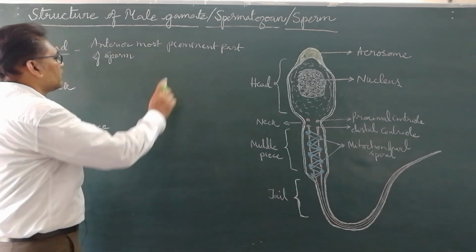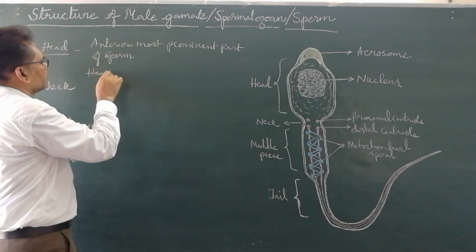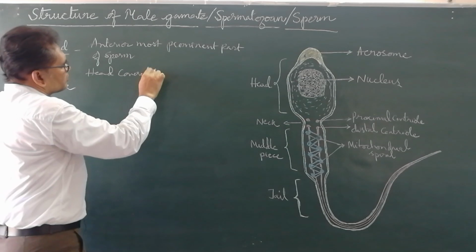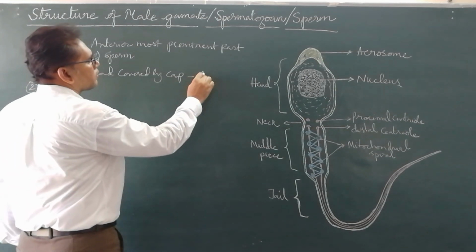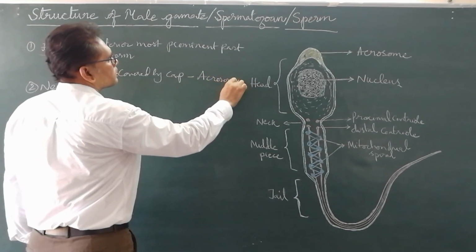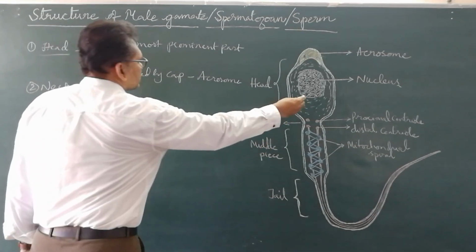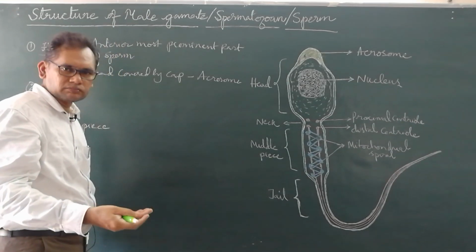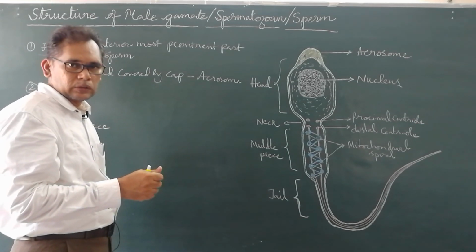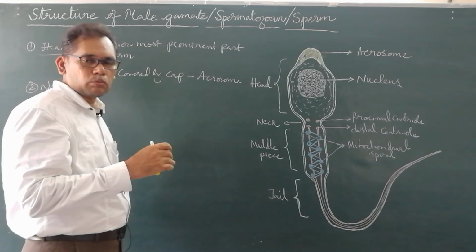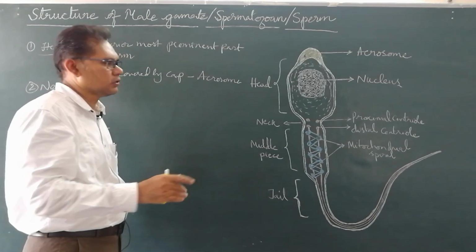The head is covered by a cap-like structure. This is called the acrosome. The nucleus consists of densely packed chromatin with a single, or haploid, set of chromosomes.